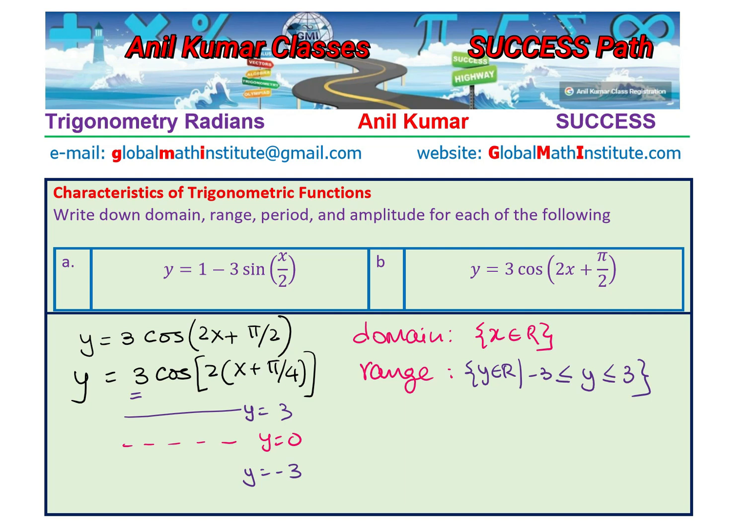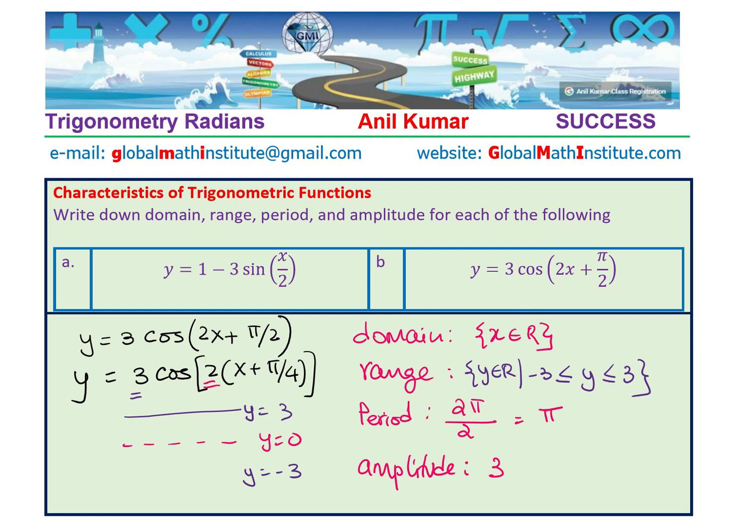Period. Period in this case will be 2 pi divided by the k value, which in this case is 2. So the period is pi. As far as amplitude is concerned, amplitude is 3. So that is how we can actually answer this question. So I hope the concepts are absolutely clear. I hope your concepts of finding domain, range, period, and amplitude for sinusoidal functions are absolutely clear.